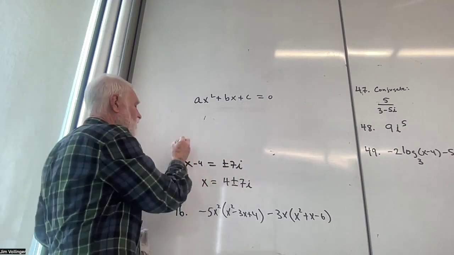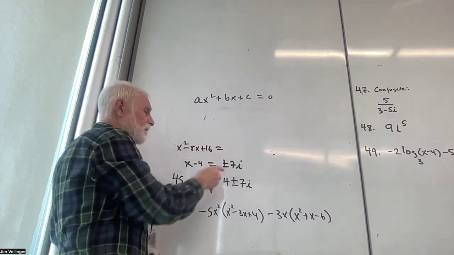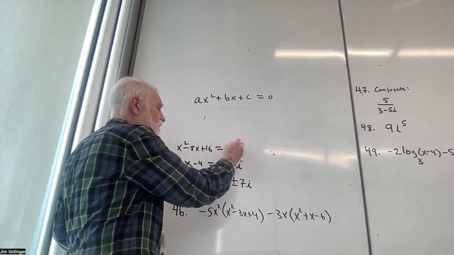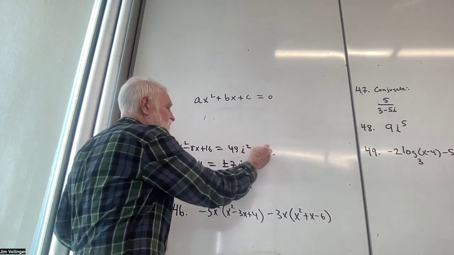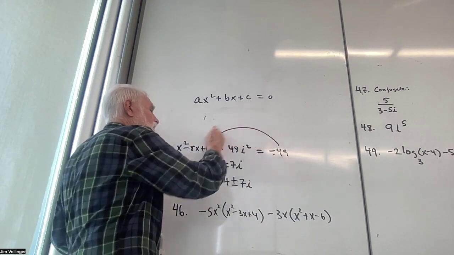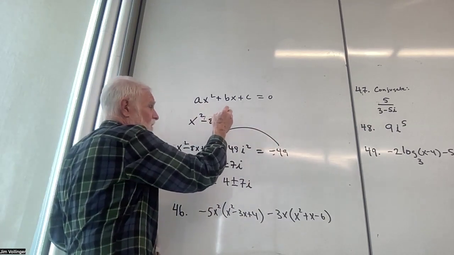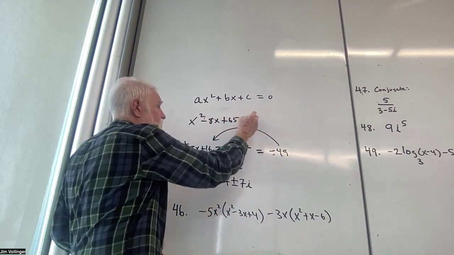What's the next step? Squaring. X squared minus 8x plus 16. Hopefully you're doing that correctly. Squaring this gets us 49i squared, which happens to equal negative 49. So what am I going to do with negative 49? I'm going to bring it to the other side and write x squared minus 8x plus 65 equals 0.